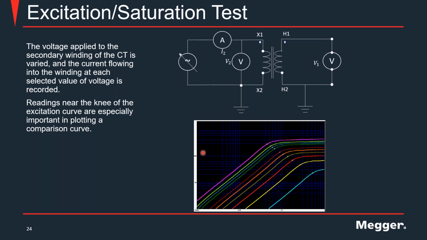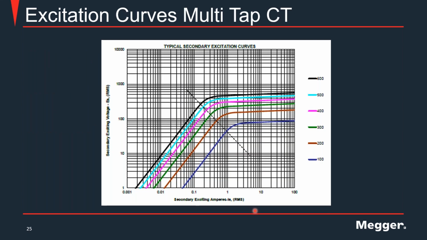We can do it for a multi-tap CT. We can do injection on the outermost or bigger taps on the CT, or the main taps of the CT, and then we can measure all of the taps at once. My colleague Mike will show how we do that with our instrument. These are excitation curves on a multi-tap CT, where you can see that here we have a straight line showing the knee point that we are going to show next.